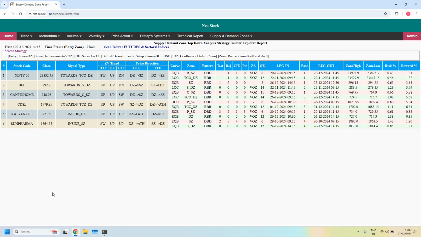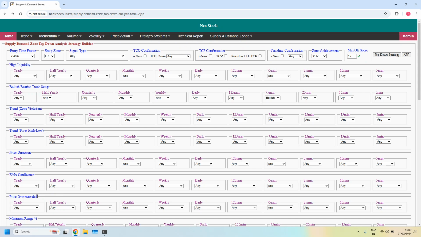In all these 6 stocks, the 75 minutes demand zones are part of the daily demand zone. And the daily trend is up in all these stocks because the daily is ITF. ITF trend is up. Because the daily trend is up and 75 minute zone is part of the daily zone, if these daily demand zones are having daily EMA confluence, then those stocks are even more high probability trade setup supported stocks. Let's verify. In the EMA confluence at daily time frame, I am enabling the filter daily demand zone having daily EMA confluence, because 75 minutes entry zone is part of the daily zone.